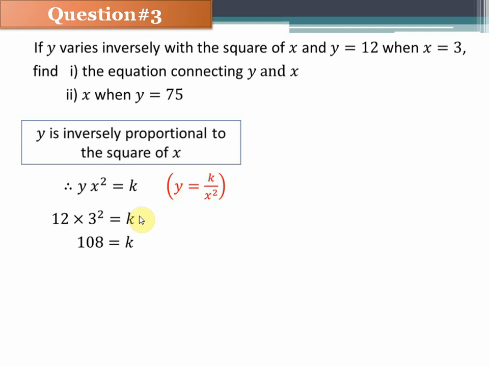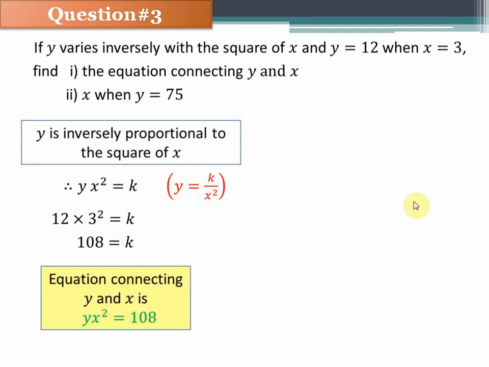This is the other form of the inversely proportional type of equation. So just use the values of y and x. We got the answer, k is equal to 108. Now the equation connecting y and x is y x squared is equal to 108. You can also use y is equal to 108 over x squared. There is no difference between these equations, just the representation of the equation is different.